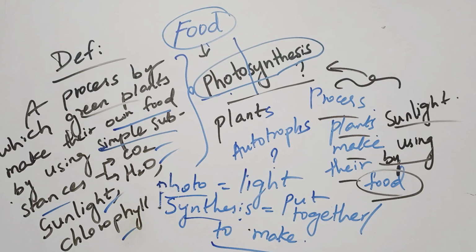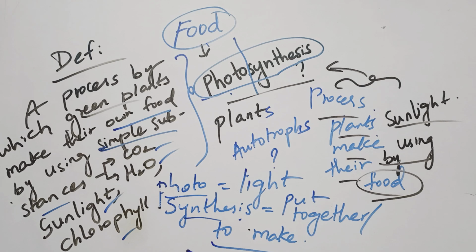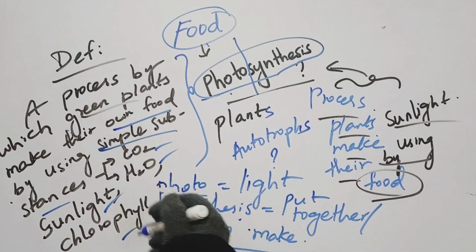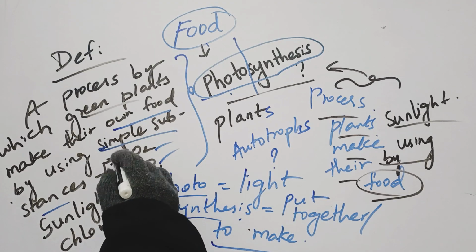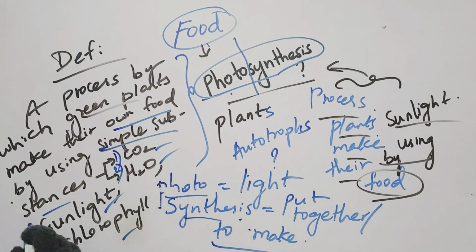Okay, children, by this definition we can understand the basic raw materials required for photosynthesis. In my previous video I have already talked about those raw materials, but let us once again recall. The first raw material is CO2, second is H2O, third is sunlight, and fourth is chlorophyll.